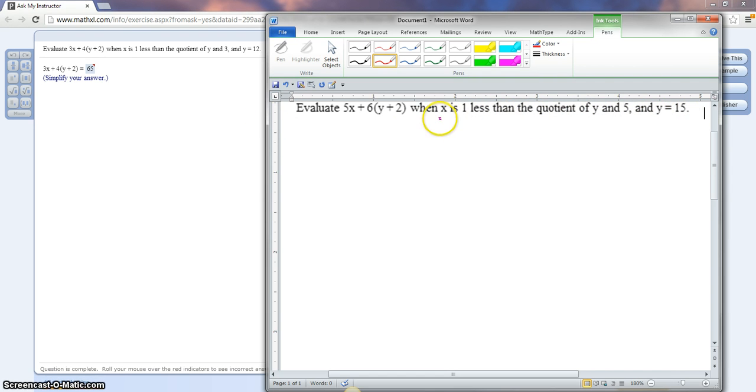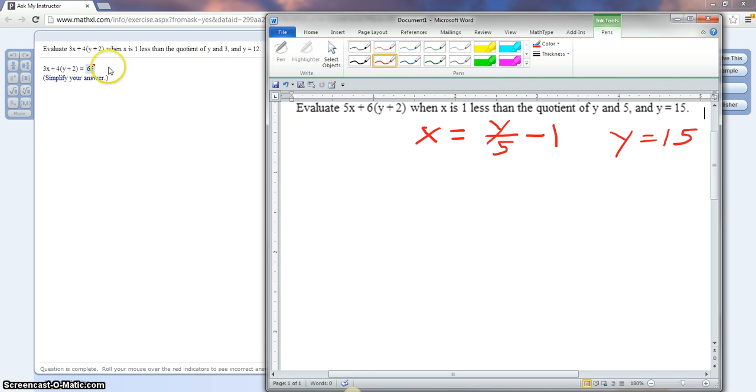Okay, now the first thing that we need to do is determine what x is. So we'll write x is equal to. Now we're told that x is 1 less than the quotient of y and 5. So first we find the quotient of y and 5, which would be y over 5, or y divided by 5. And we have to take 1 less than that, so it'll be minus 1. So this is what your x is equal to, and your y is just 15.